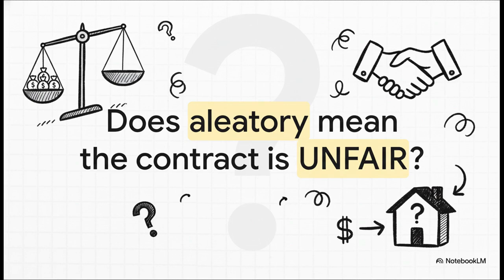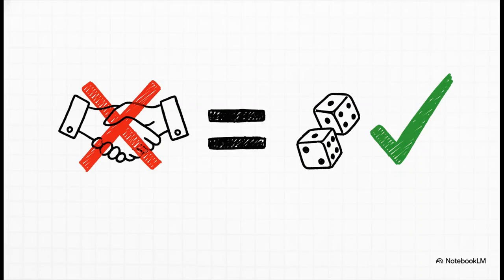Does aleatory mean the contract is unfair? No, absolutely not. This is so important. Aleatory has nothing to do with being fair or unfair. It's just a technical word, okay? It simply describes how the contract is built. It's built on chance. You know, that potential for an unequal payout, that's not a bug, it's a feature.